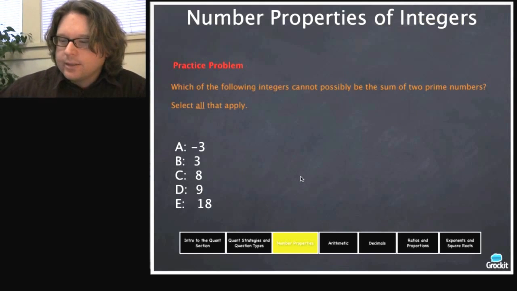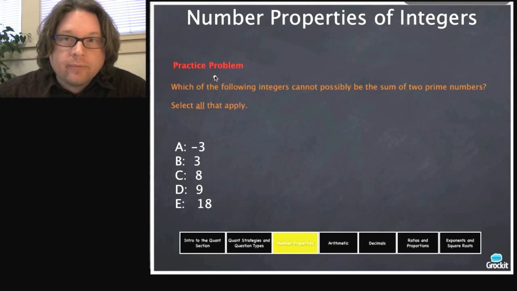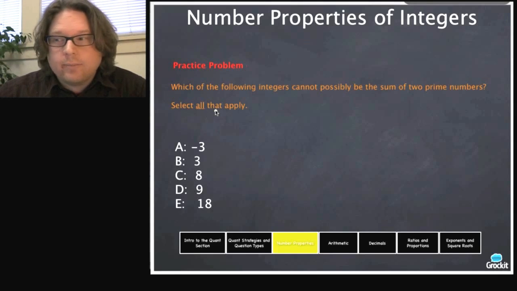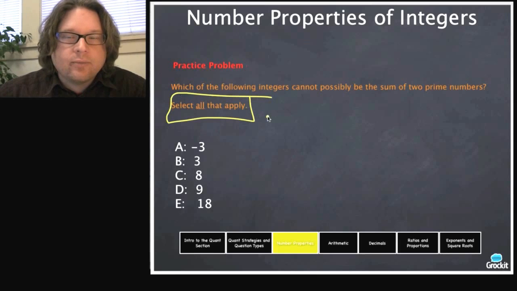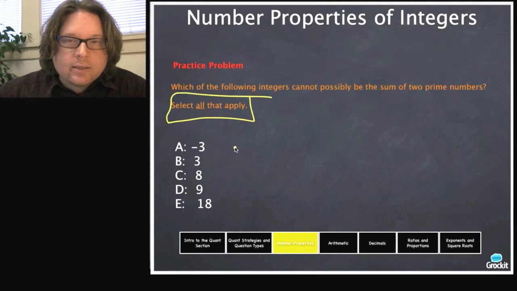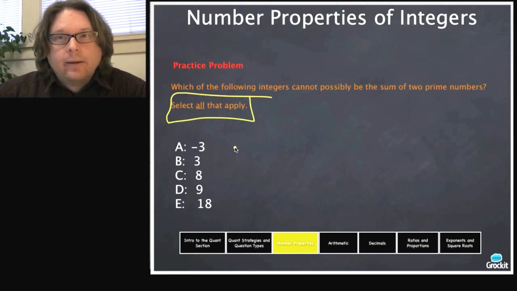Okay. So here's an example of a number properties problem from the GRE vaults. Which of the following integers cannot possibly be the sum of 2 prime numbers? Select all that apply. So this is a select one or more answer choice question. And so there's going to be at least one, and it could be all of them, in theory.